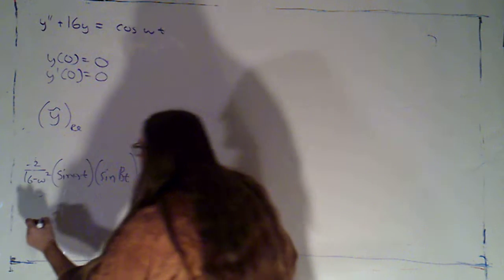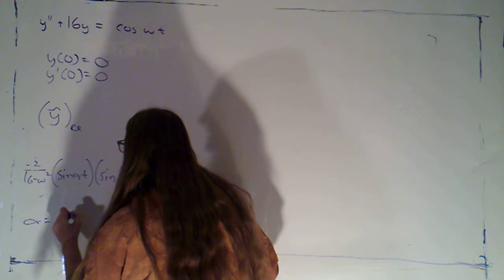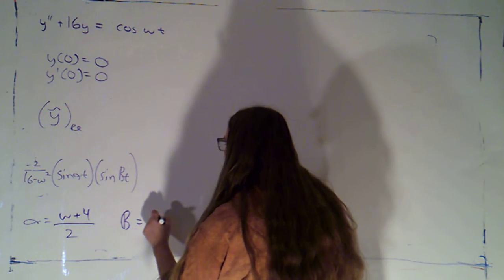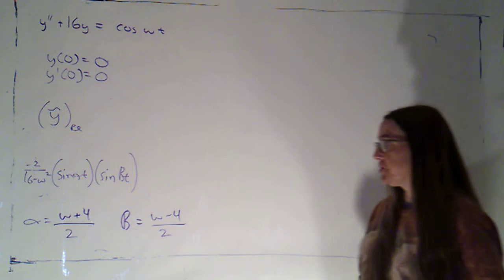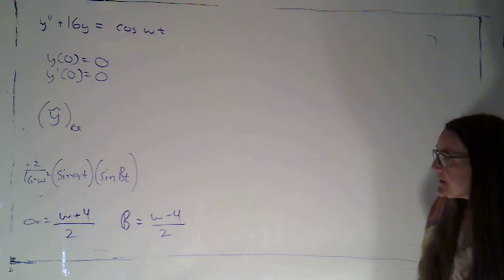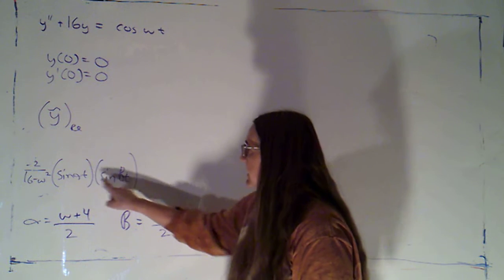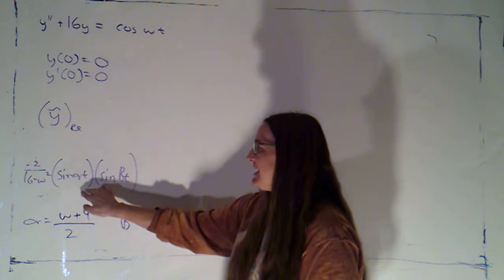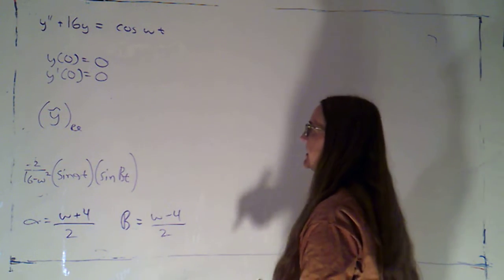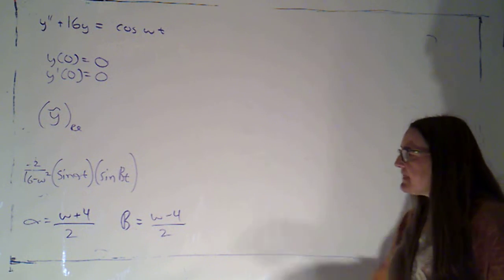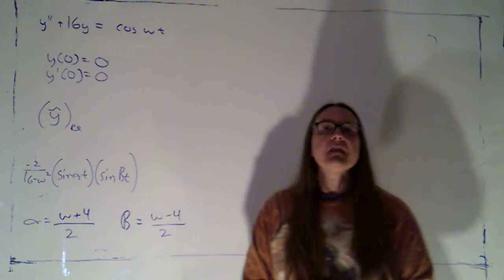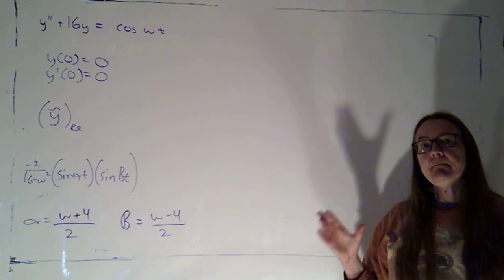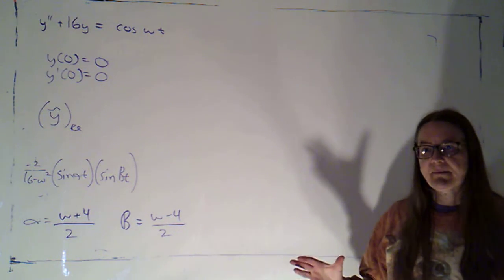So I'm getting that this is a multiple of a product of these two trig functions. Now remember, alpha was omega plus 4 over 2, and beta was omega minus 4 over 2. Now, it turns out these are now the angular frequencies of these two factors in my real solution. Okay. So it turns out that these are the numbers then that are going to help me to determine the frequency of the beats and the frequency of the rapid oscillations.